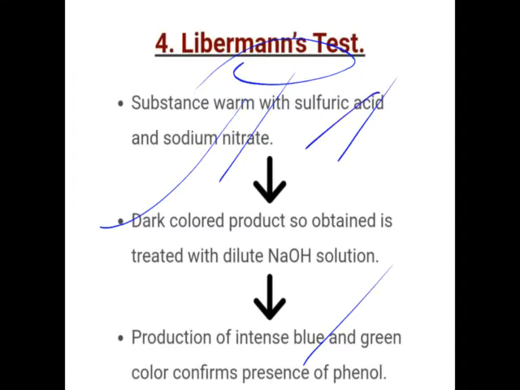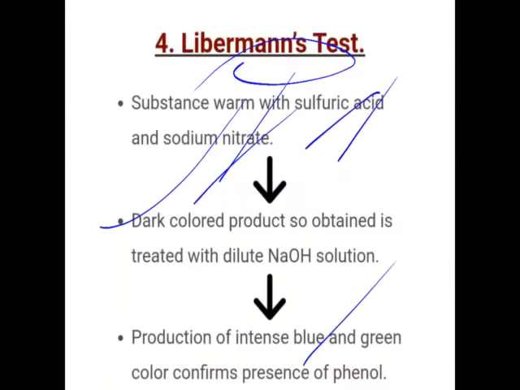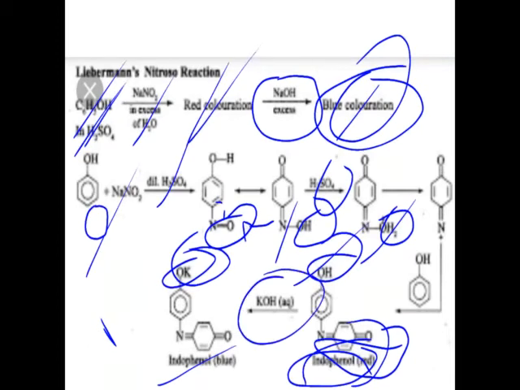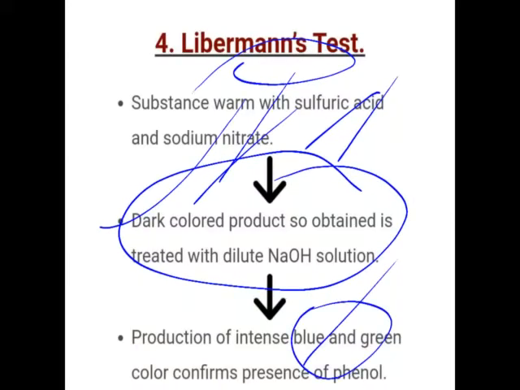So first we add sulfuric acid and sodium nitrite, then we get this indophenol. This indophenol is the red color compound, a dark color compound. And when we add NaOH or KOH, we form the indophenolate, which is the blue color. That's why we get the blue or green color, which confirms the presence of phenol in the given solution. Okay, that is the reaction for the Liebermann test.